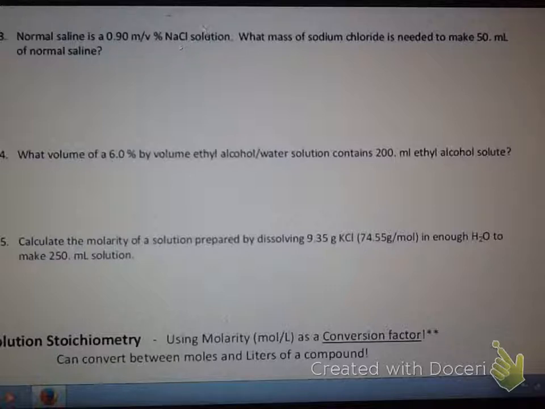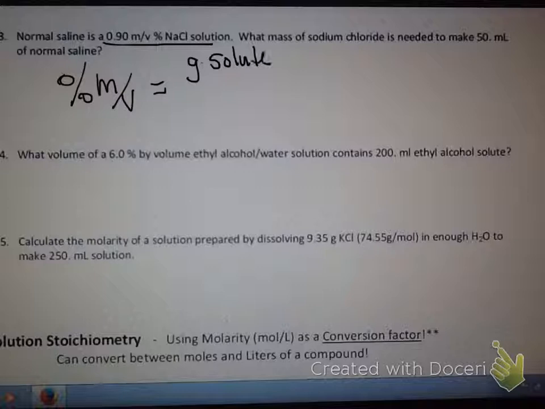First of all, what are we given? You see that we're given a mass volume percent. The percent mass volume equation is always the mass of the solute, so grams of the solute, over the volume, which would be the milliliters of the solution, times 100%, or times 100.